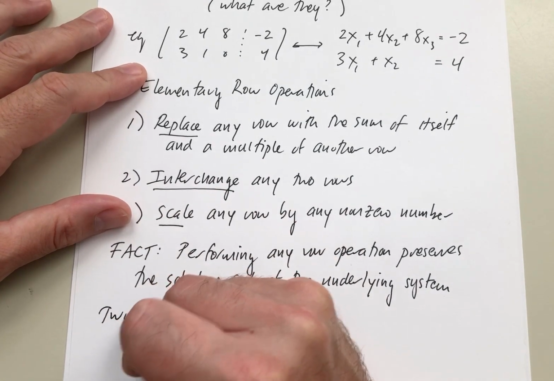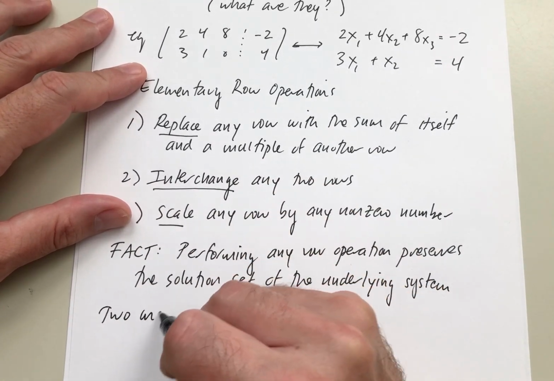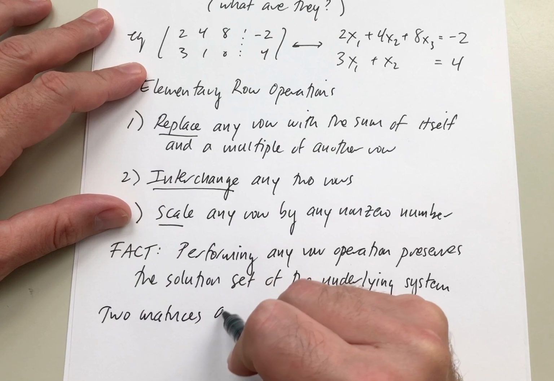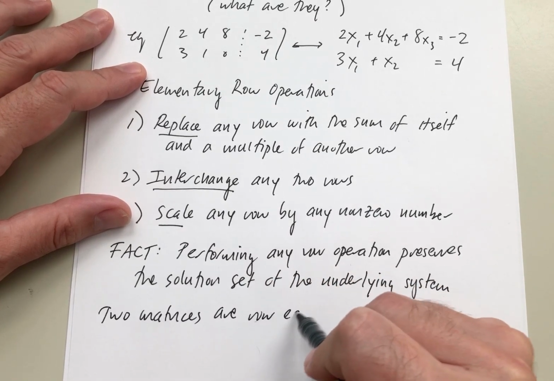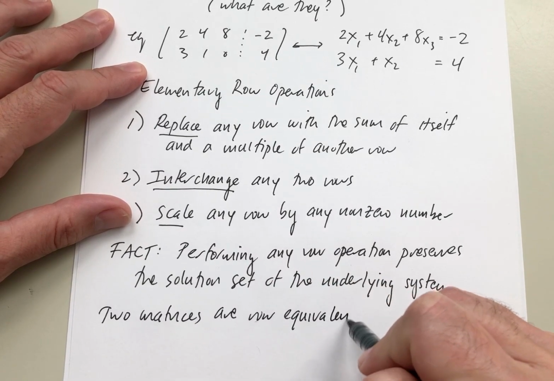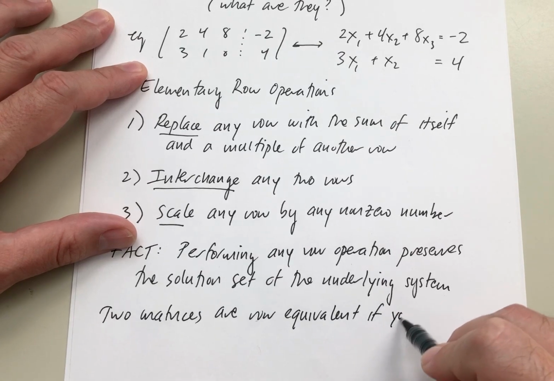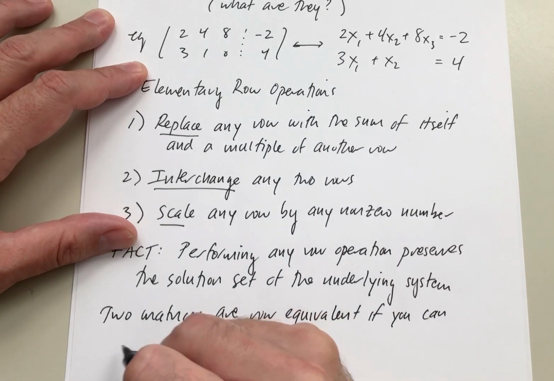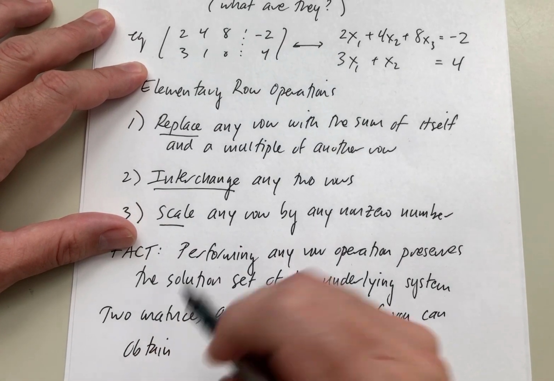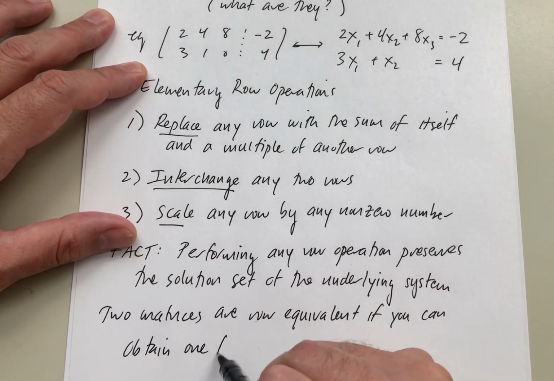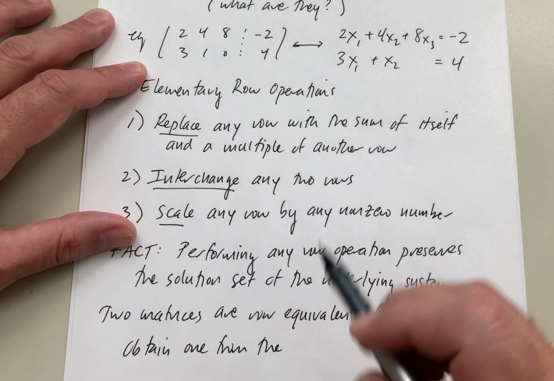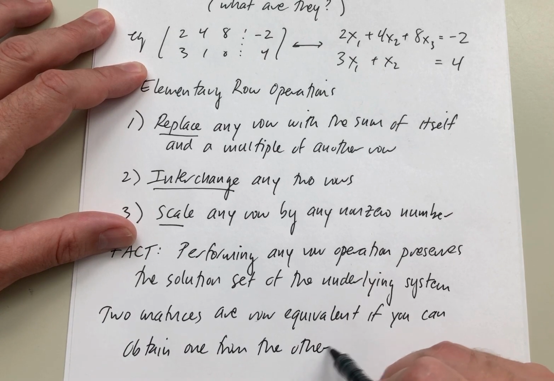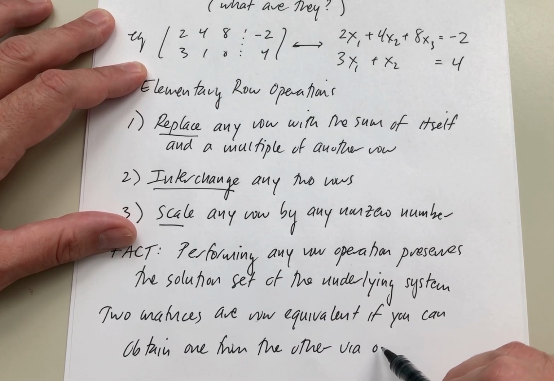One piece of notation here is that two matrices, we say that they are row equivalent if you can, let's say, obtain one from the other via these row operations.